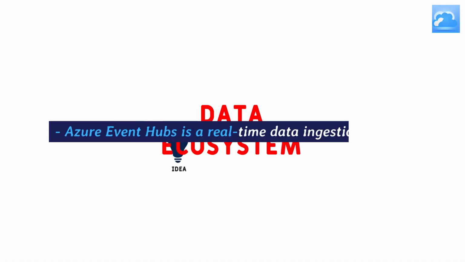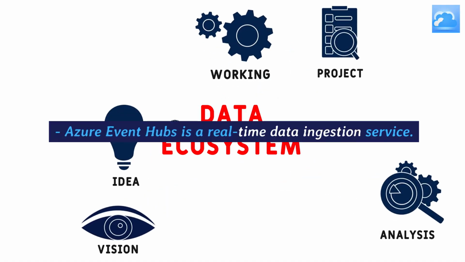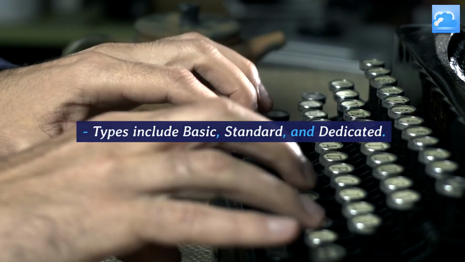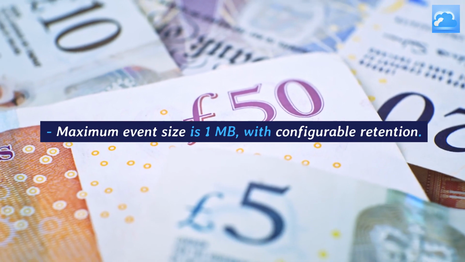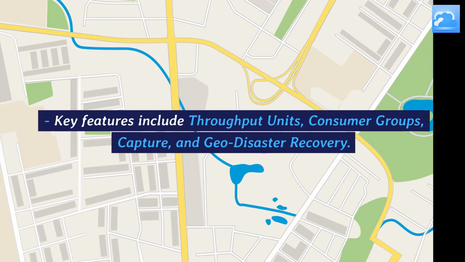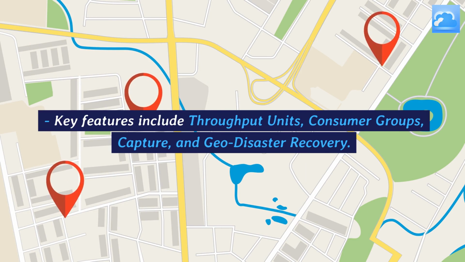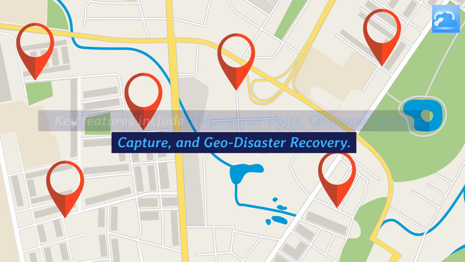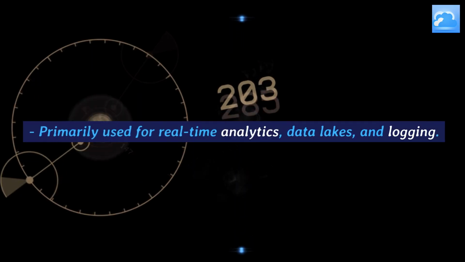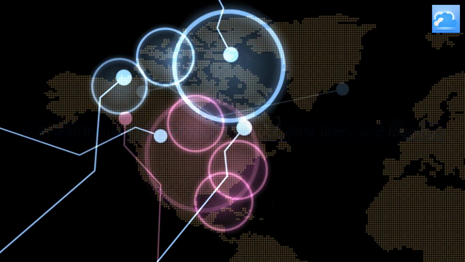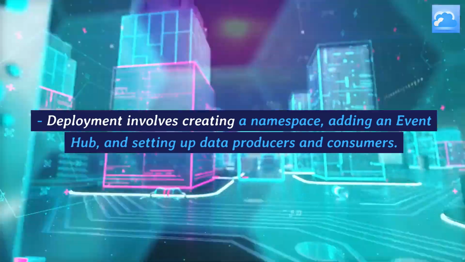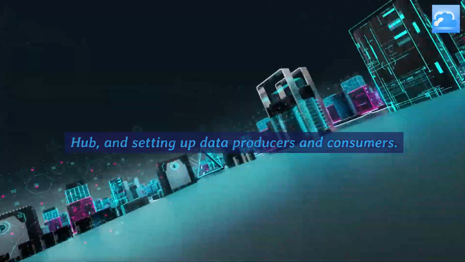Summary. Azure Event Hubs is a real-time data ingestion service. Types include basic, standard, and dedicated. Maximum event size is 1 megabyte, with configurable retention. Key features include throughput units, consumer groups, capture, and geo-disaster recovery. Primarily used for real-time analytics, data lakes, and logging. Deployment involves creating a namespace, adding an event hub, and setting up data producers and consumers.